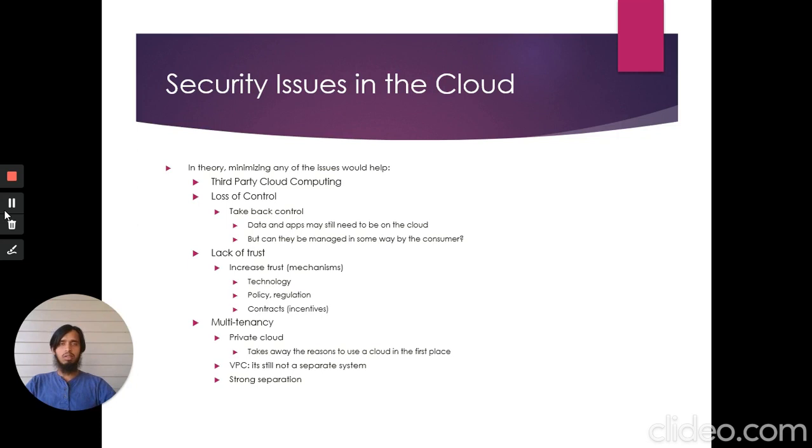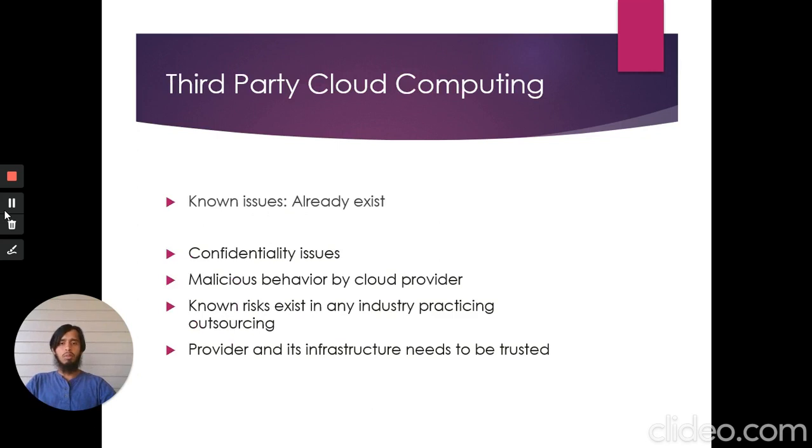If a breach happens due to lack of trust, then you need to lay down policies and contracts, so that the provider or whoever does the breach will be prosecuted according to that policy. Multi-tenancy, if it is the issue, then you need to have your own cloud, or a VPC, which is still a separate system with strong separation within the cloud. If you have a good solution for strong separation on the same cloud for multiple tenants, then you're good to go.